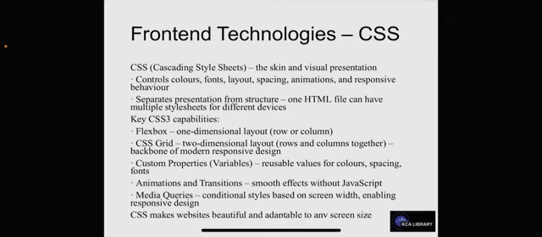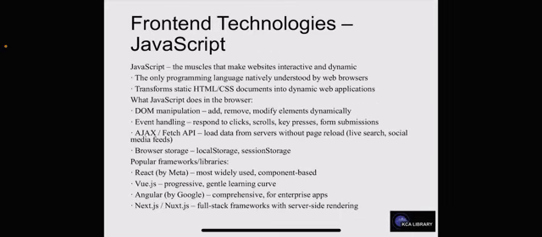It controls color, font, layout, spacing, animations, and responsive behavior. It separates presentation from structure. One HTML file can have multiple style sheets for different devices. Key CSS3 capabilities include Flexbox, CSS Grid, custom properties, animations and transitions, and media queries. In all, CSS makes websites beautiful and adaptable to any screen size.